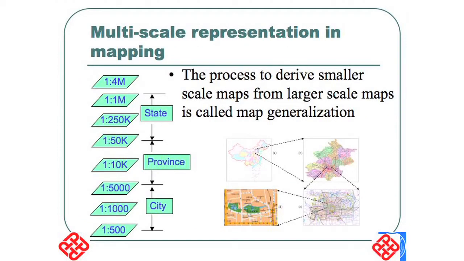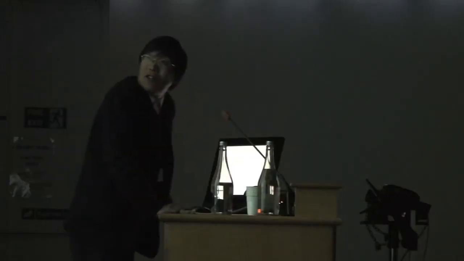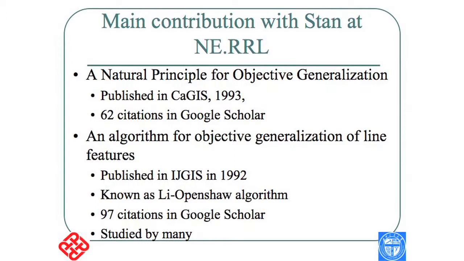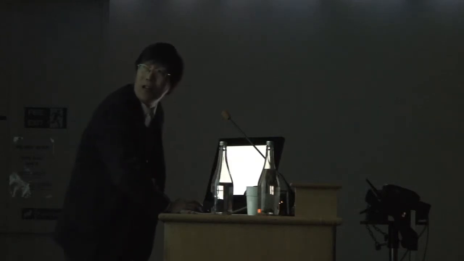Now my work with Stan at Newcastle. It is about map generalization, the multi-scale representation of maps, to derive smaller scale maps from larger scale maps. What we have done is one natural principle for objective generalization, published in Cartography and GIS in 1993, and another algorithm for objective generalization of line features. Some people say this is an early open source algorithm; we can find that.